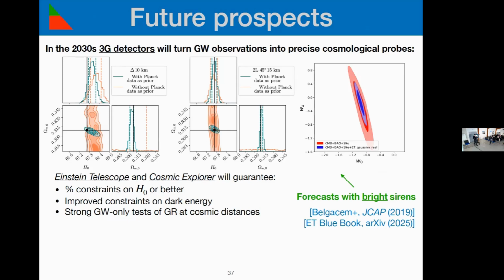For bright sirens, I think these results assume the Vera Rubin Observatory to look for counterparts. You can actually see that you get to really below 1% on the Hubble constant, with just 1 year of observation in ET and Cosmic Explorer. Of course, it's going to be hard to measure omega m because the majority of counterparts are measured at low redshift, so you don't measure higher order parameters. But if you combine with Planck or whatever EM observation, then you get, of course, a better measurement.